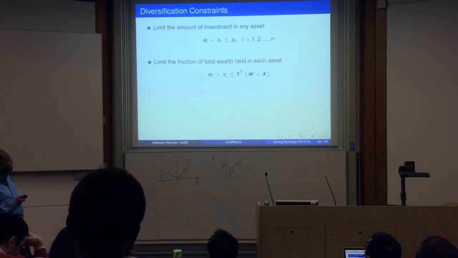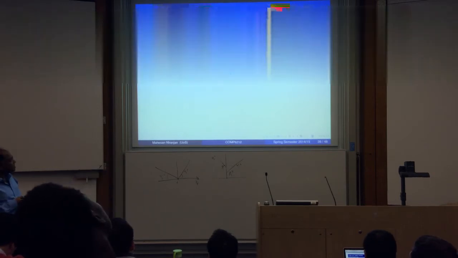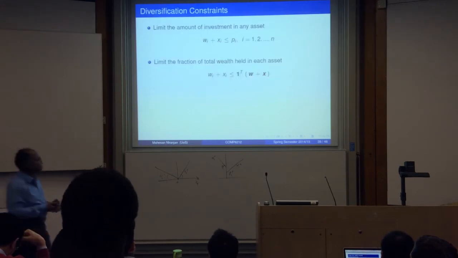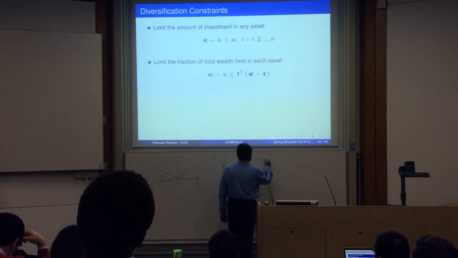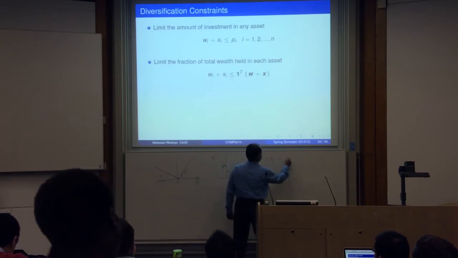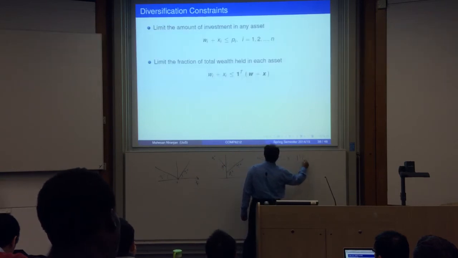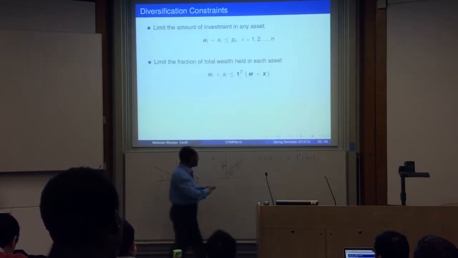Or you might say that the perturbed wealth in any asset, your exposure in any asset, should be less than some fraction of the total wealth. There is a term missing here. When you read the paper, you will find it will be Wi plus xi less than or equal to some gamma times 1 transpose.